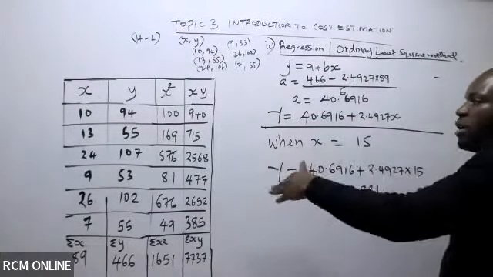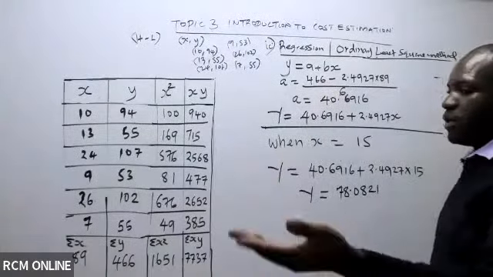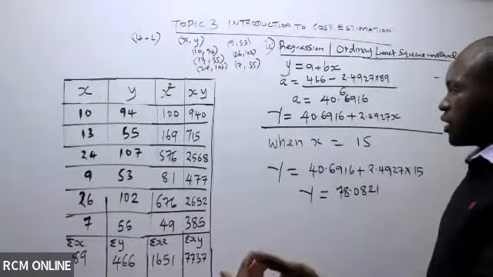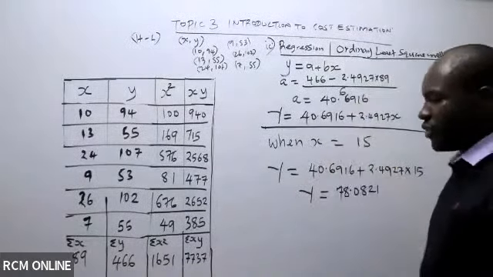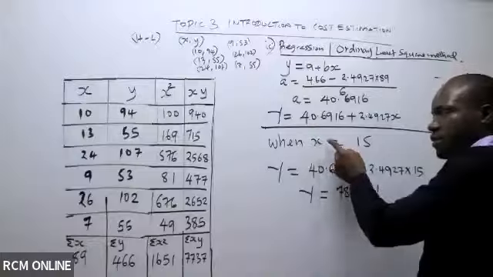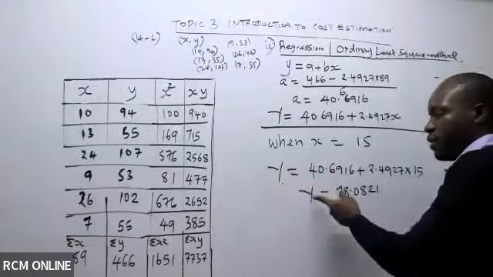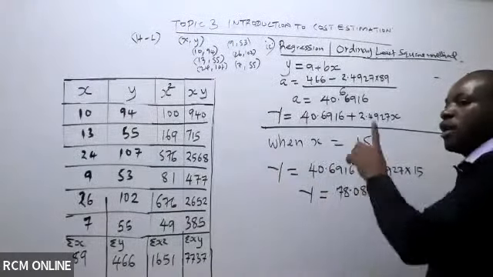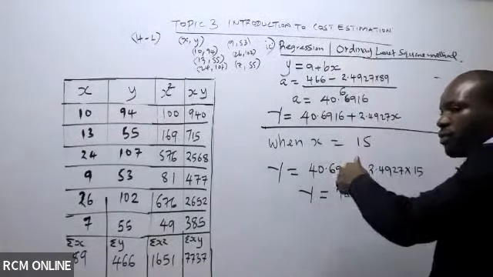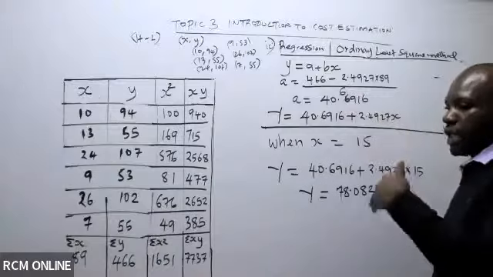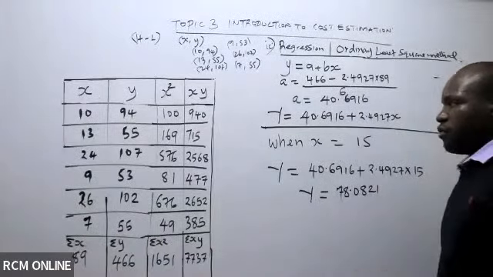If you are told, maybe they are estimating or anticipating that next month or next week, they'll be producing 15 units. Can you estimate the production cost? So when X is 15, the value of Y will be 78.02. Under which method? Regression method. Under the regression method, we got the answer, right? So you've been able to see.